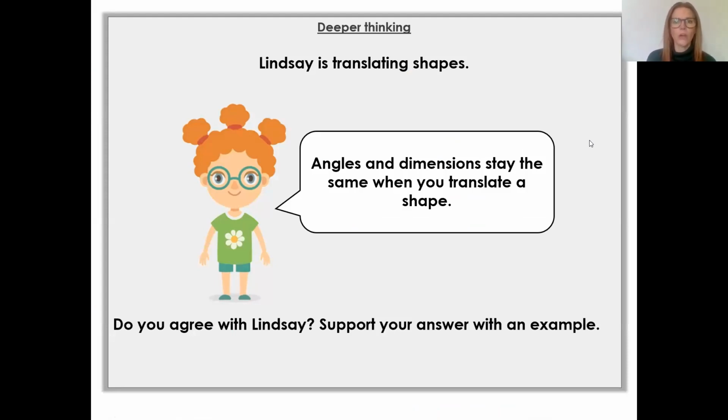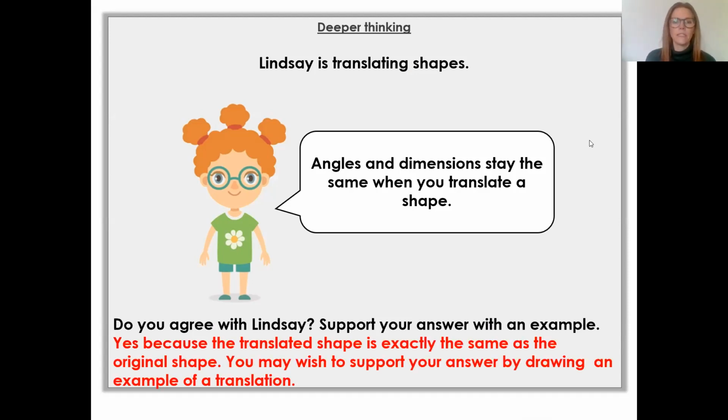So angles and dimensions stay the same when you translate a shape. Now we know that the answer to that is yes, they do, they stay the same. So the answer, you would write yes, but you need to explain why. So yes, because the translated shape is exactly the same as the original shape. It's just its position that has moved.